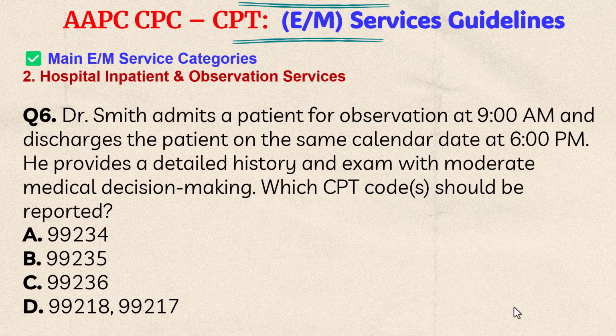Question number 6. Dr. Smith admits a patient for observation at 9 a.m. and discharges the patient on the same calendar date at 6 p.m. He provides a detailed history and examination with moderate medical decision making. Which CPT code should be reported? So there are four codes available. Take your CPT code book and find the answer.